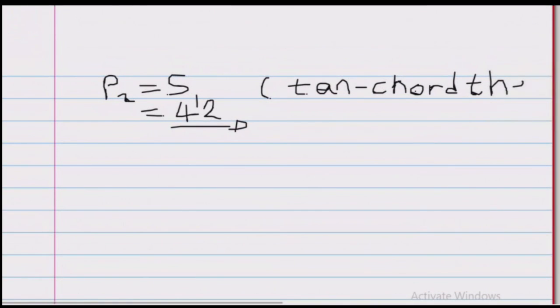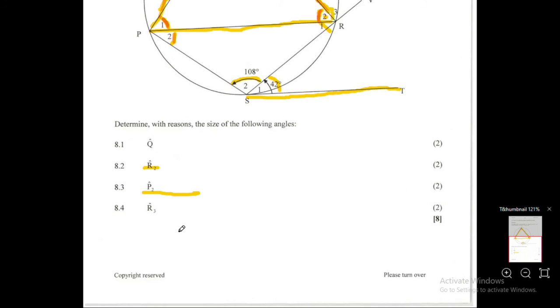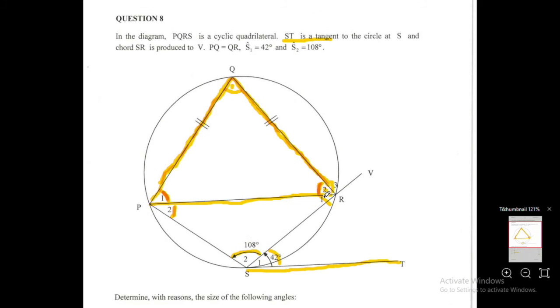All right, let's look at the next one, which is R3. Let's see where R3 is. This is R3. Now remember what I said about this statement here. When they say chord SR is produced at V.